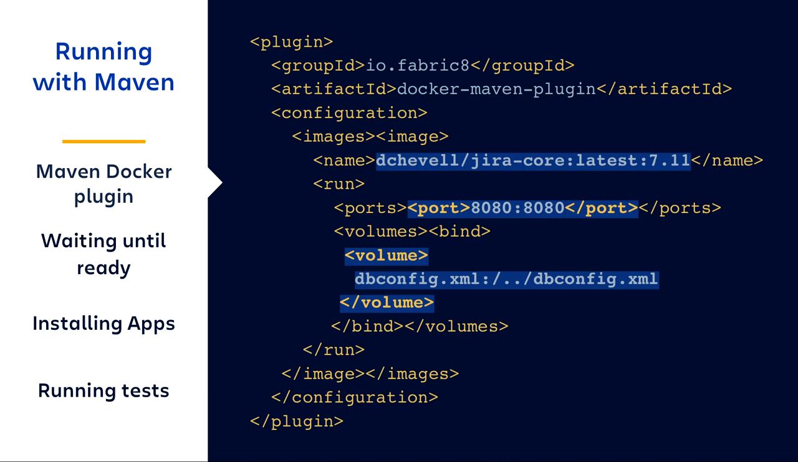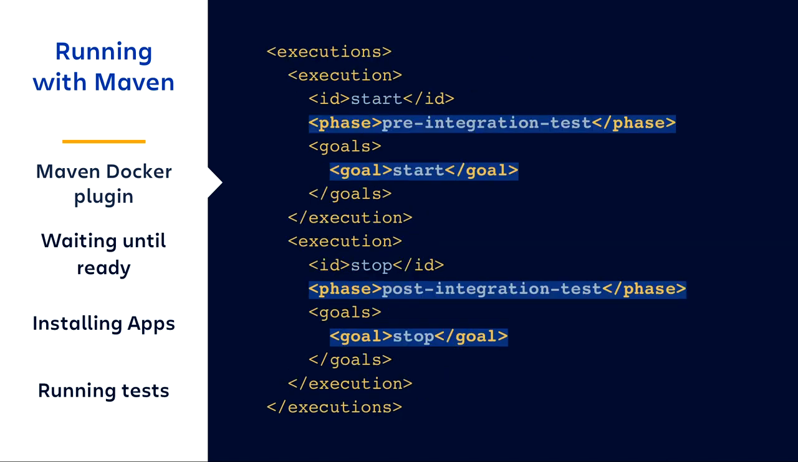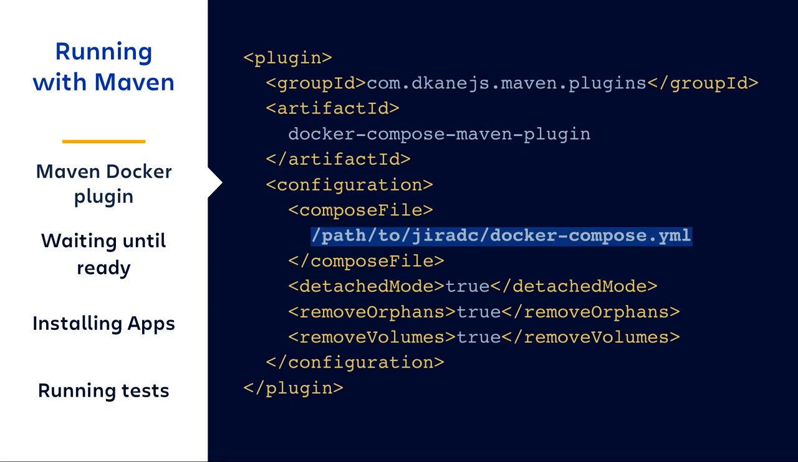Basically, we can define all the same things as we saw on the previous slides, like the port number, the image, the version, and the volume definitions, and so on. And we can bind certain executions to the Maven build lifecycle phases. So, as I said, we can start the container before the integration test, and we can stop it after the integration test finished. And similarly, there is a Docker Compose Maven plugin, which allows us to do the same, but with a Docker Compose file.